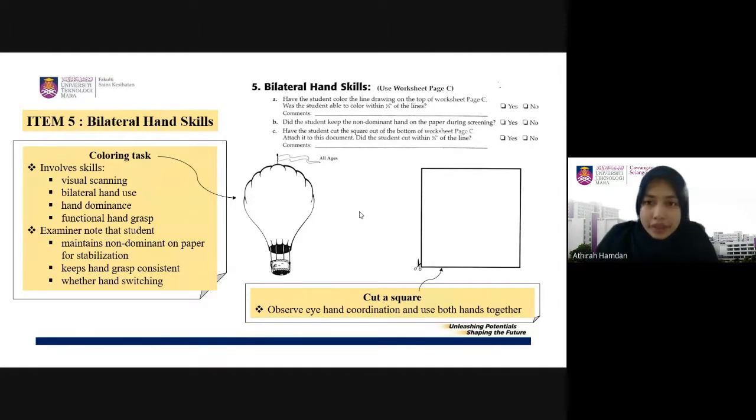Item 5 is bilateral hand scale. So in bilateral hand scale, page C, coloring task. So observed children was able to color within quarter inch of the line. Examiner noted the student maintains non-dominant hand on paper for stabilization, keeps hand grasp consistent with the hand switching, and then for page C also, cutting a square, children was able to cut within quarter inch of the line. Examiner observe eye-hand coordination and use both hands together.